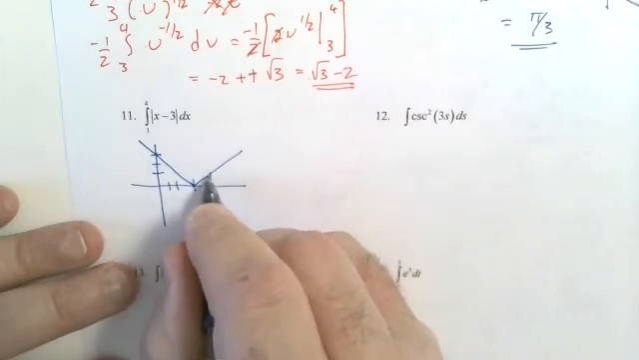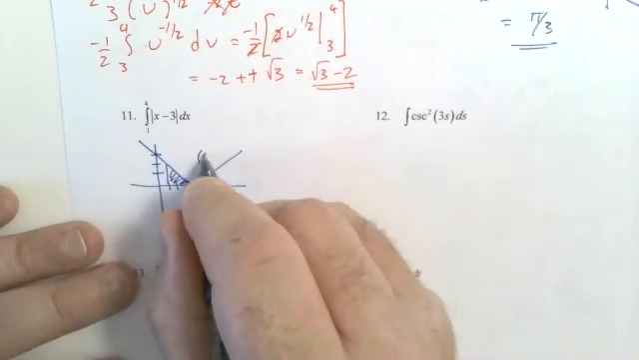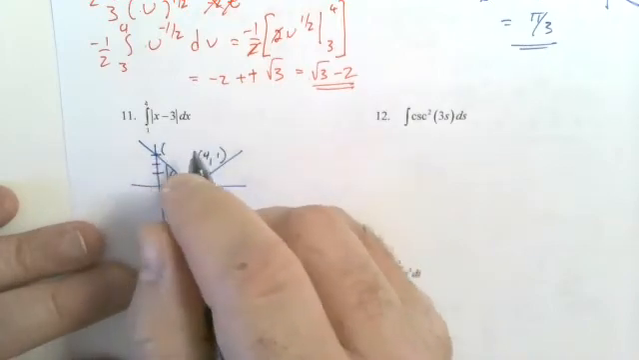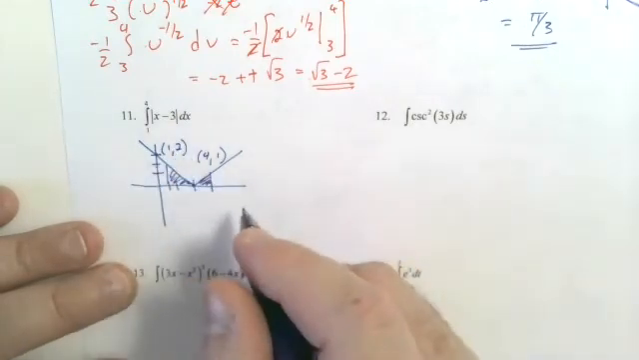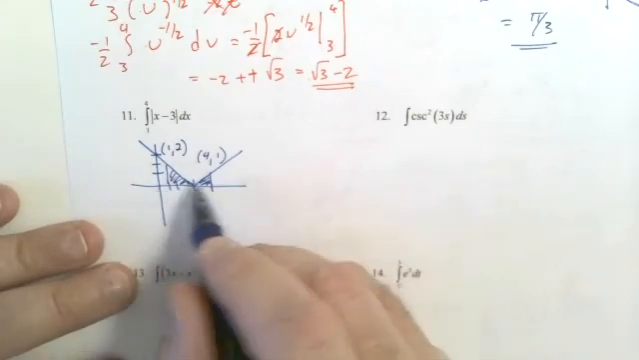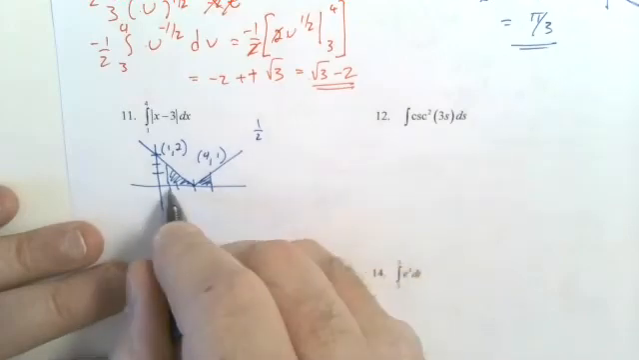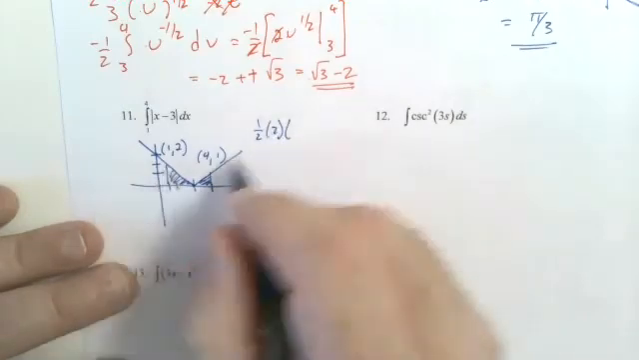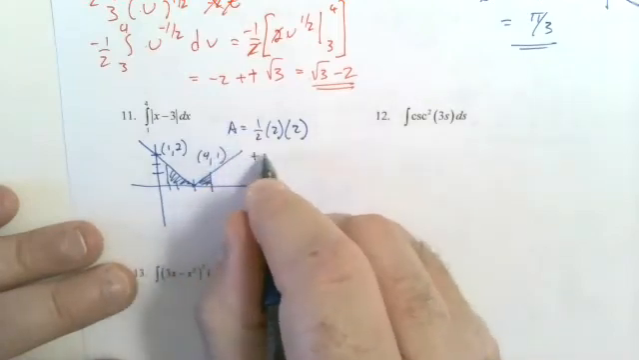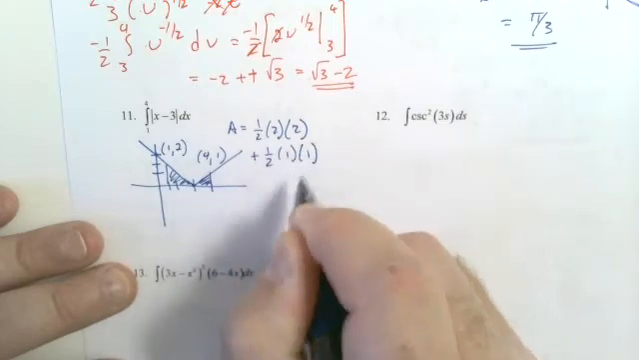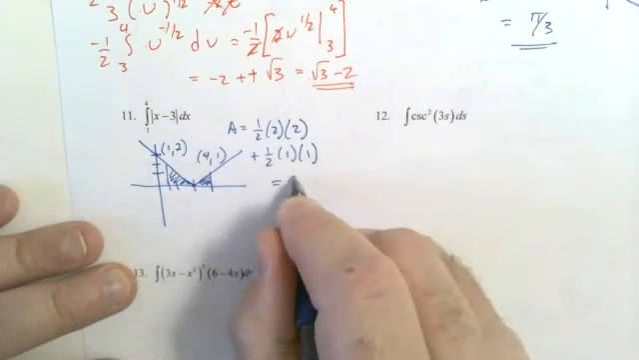So here's 4. I need this area. Here's 1. I need this area. This point here is 4, 1. This point up here is 1, 2. So I got 2 triangles. I'm going to do them both. I could just slap them together, but I'm not going to. 1/2 base 2 times height 2 plus 1/2 times 1 times 1. 4 over 2 is 2 plus 1/2, 5 halves.